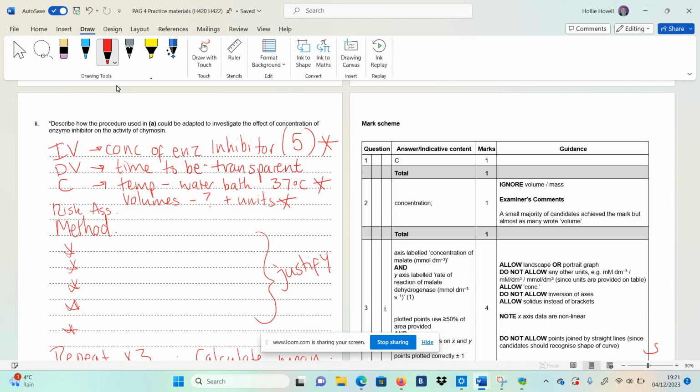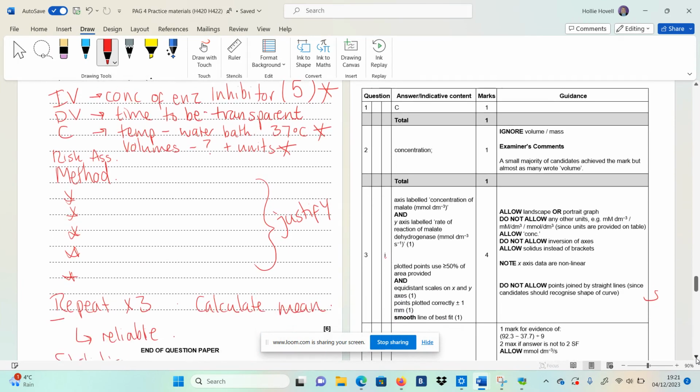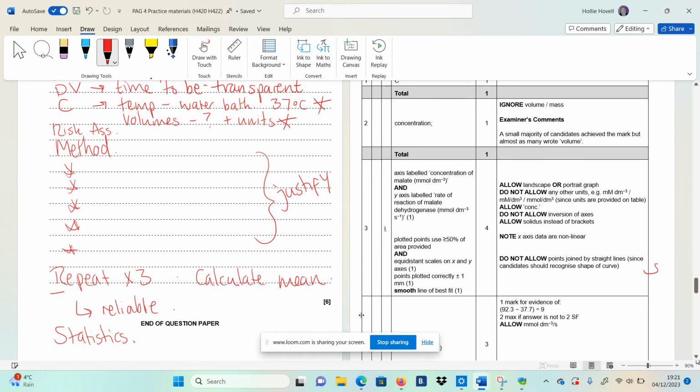How are you going to determine the end point? So if it's going to go transparent, how can you tell? You could draw a cross on paper underneath or something like that, or you could take a sample and put it in a colorimeter. Okay, so lots and lots of ideas there, but hopefully that structure gives you an idea of how to get started on all those types of questions. And we'll leave it there.